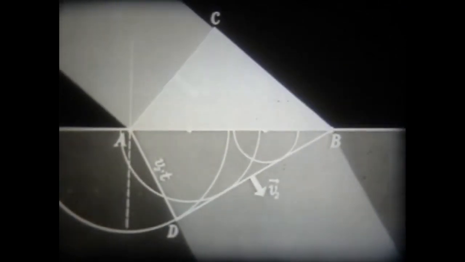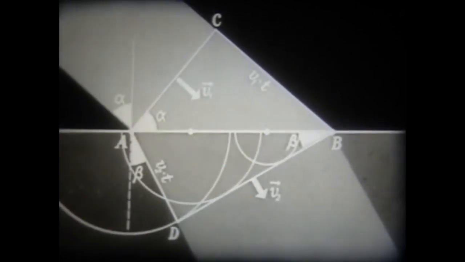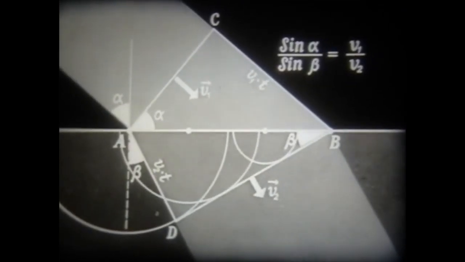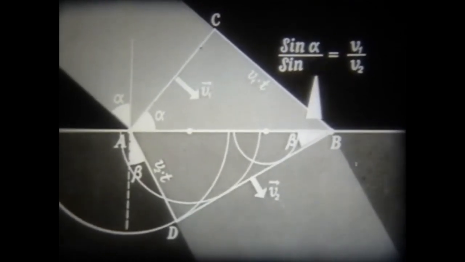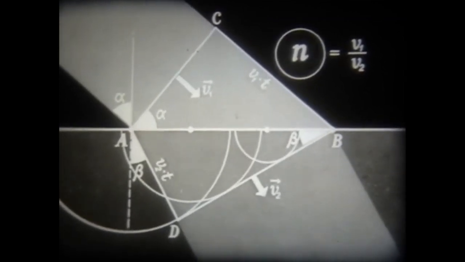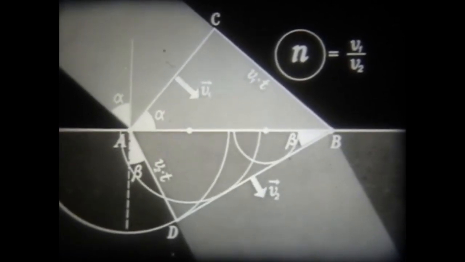From triangles ACB and ABD, we find the relationship between angles alpha and beta. But the ratio of the sine of angle alpha to the sine of angle beta equals the refractive index. Thus, the refractive index turned out to be equal to the ratio of the speed of the light wave in the first medium to its speed in the second medium.